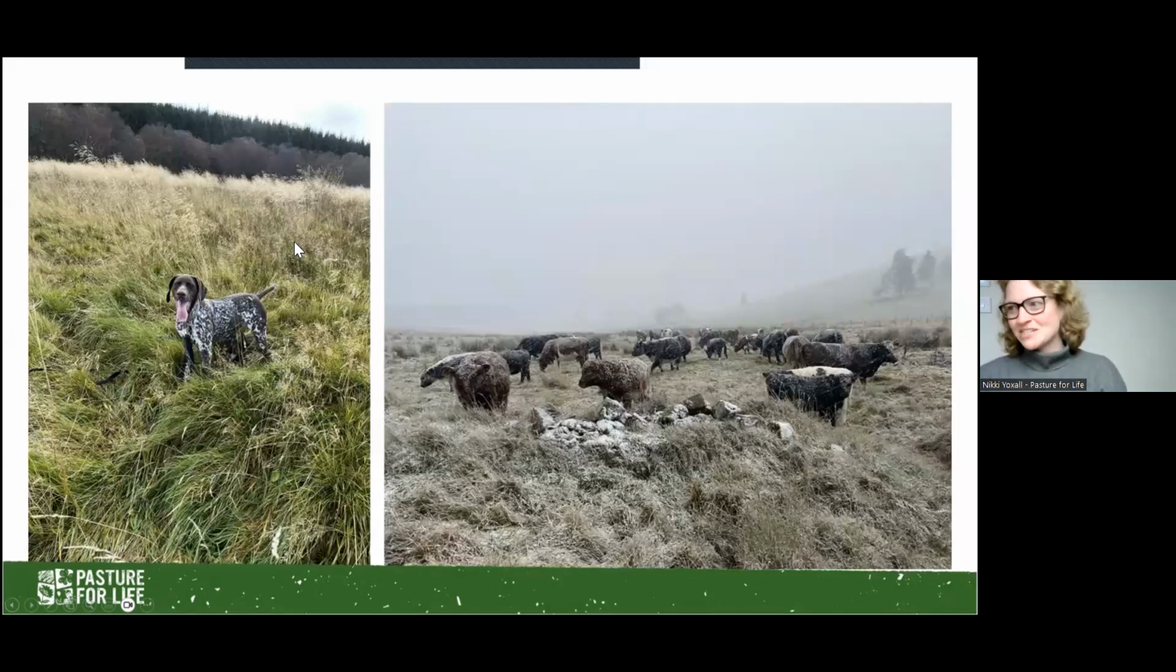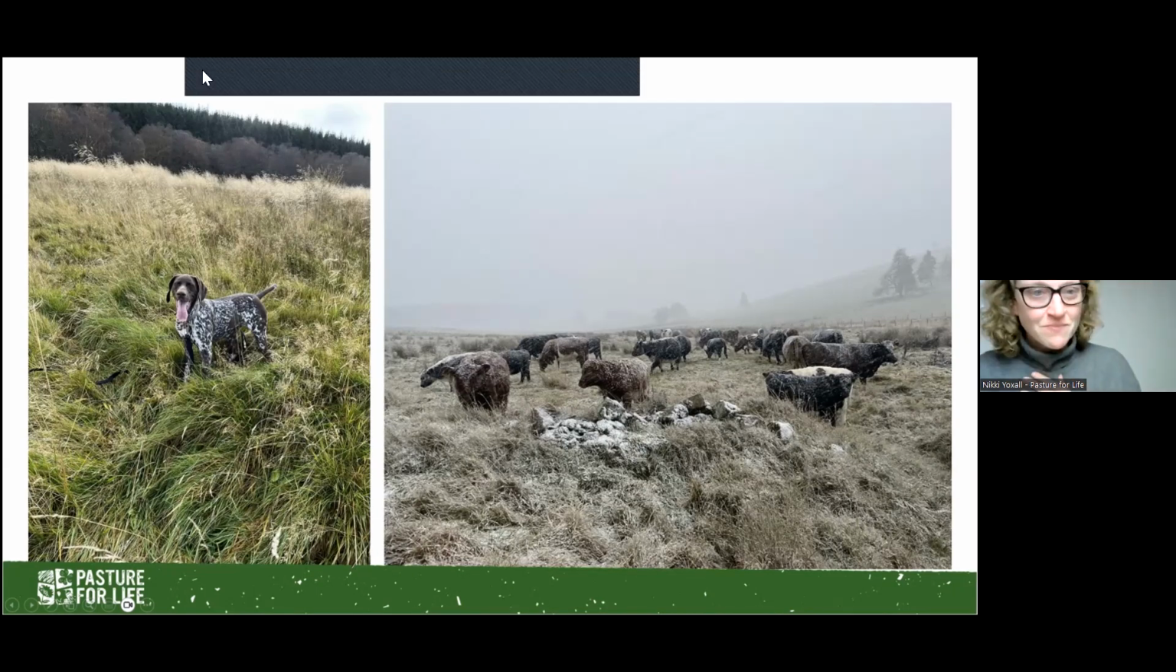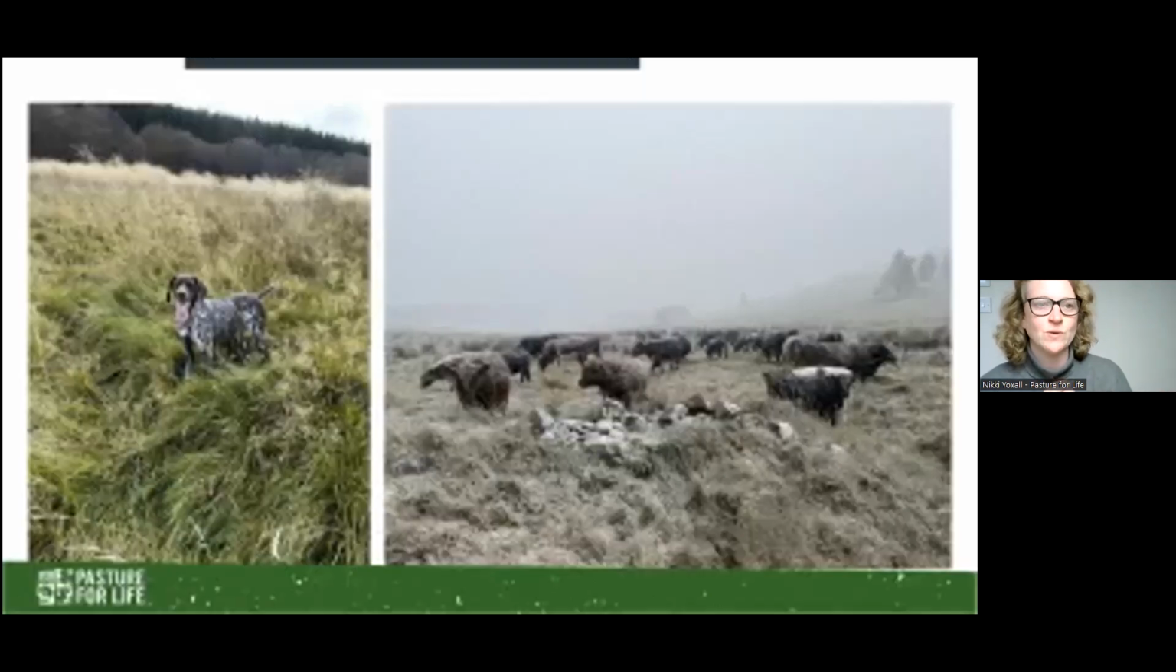So this is our deferred grazing. On the left-hand side, my dog for scale. This was taken a week and a half ago. So this was the area that I said when I was talking earlier with Jock that we only graze in the winter.